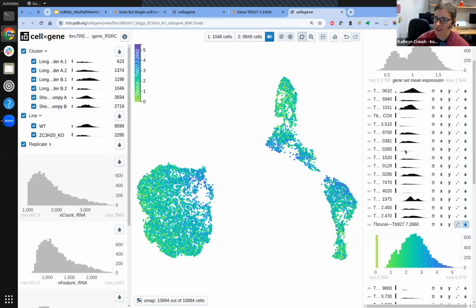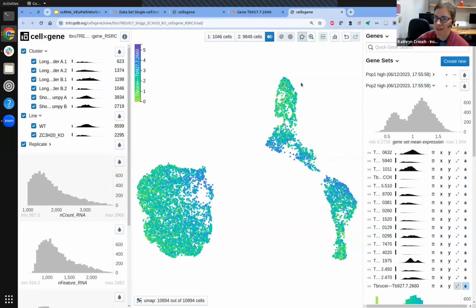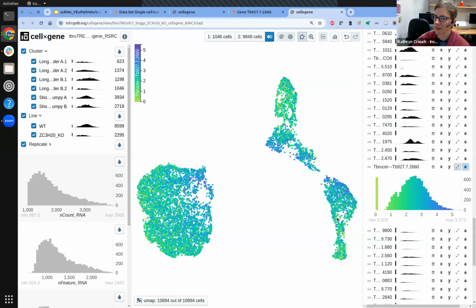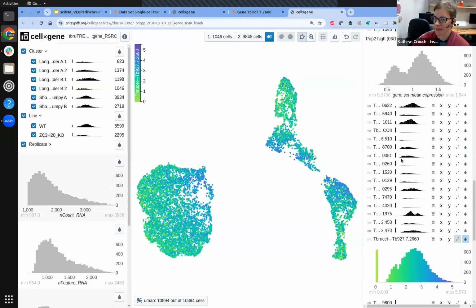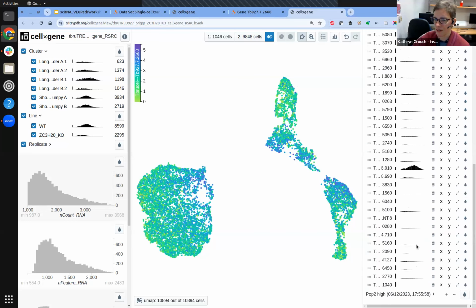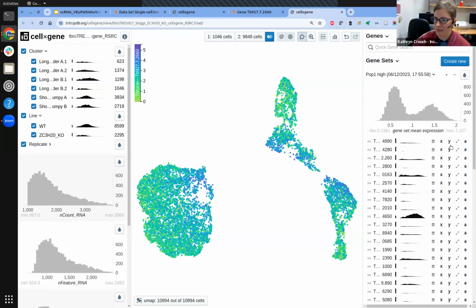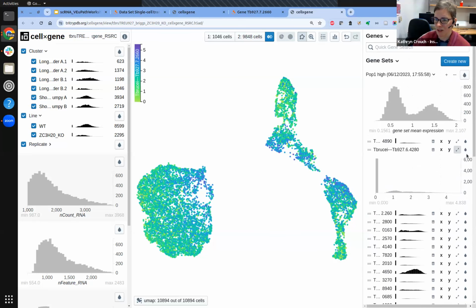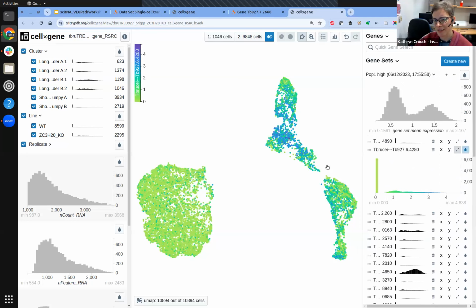But what they were actually interested in was what was upregulated in this group, and that's going to be in the population 1 high set, because this is population 1. So if I expand that, close that one down again. If we click on some of these, so we can open them up and see the histogram and click on them, we can actually see that some of these, this one's probably a better example, they are expressed in this group, but they're also expressed in the slender cells entirely.